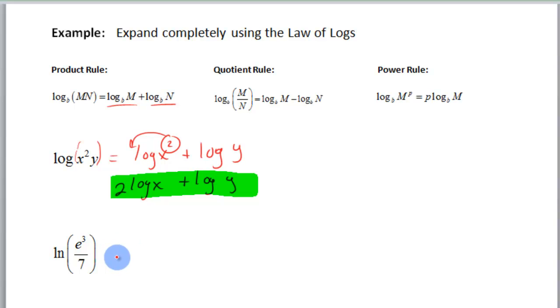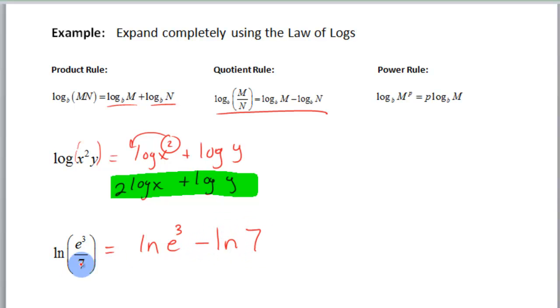The next one here: the natural log of e cubed over 7. The parentheses they have in here for us. Again, the 3 doesn't come down because it's not on the outside here. You have to split them up first, and this is the quotient rule. It's division, so it comes out as subtraction. So I say the natural log, anything in the numerator is positive: e cubed, and anything in the denominator always has a minus natural log, and then 7.